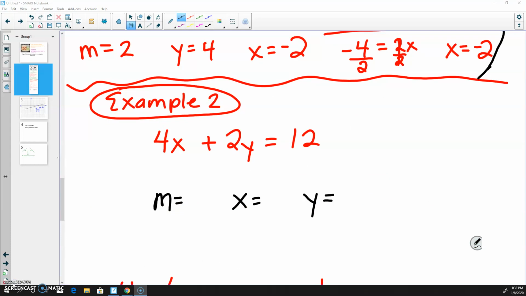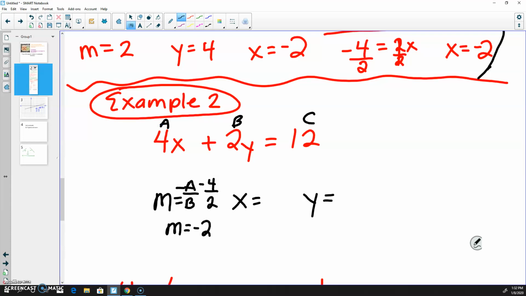Example 2 is what form? Standard. This is always your A because it goes with x. This is always your B and that's always your C. Remember ax? He's got an axe. Bye. See you later. Remember that? Okay, so to find m, I make A negative and I divide it by B. So here's my A. I make it negative and divide it by my B. What's negative 4 divided by 2?